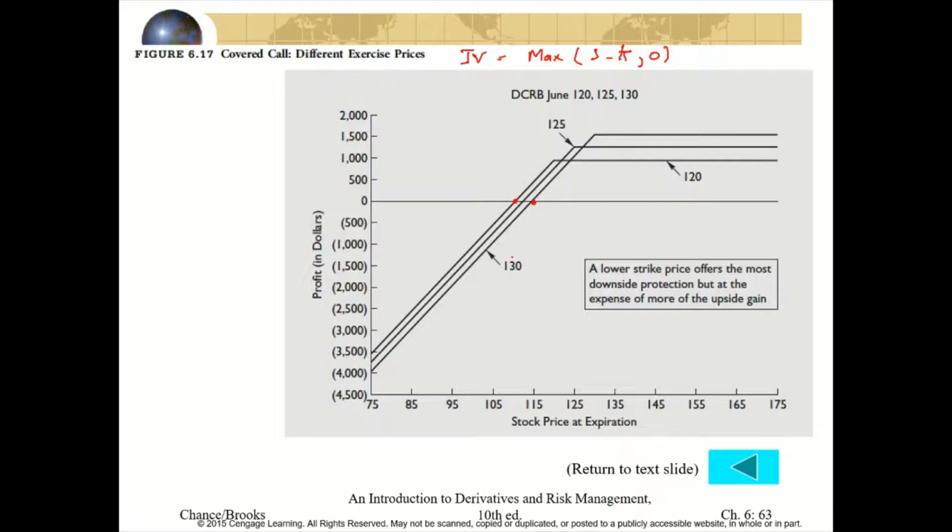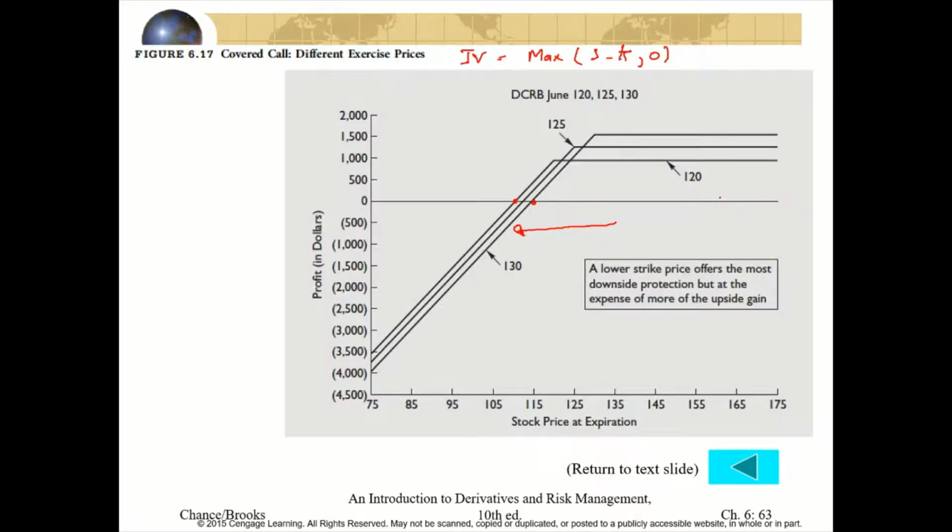So which strike price will give us the highest protection against the downside movement in the underlying stock price? It is the option with the lowest strike price. Why? Because it has the highest premium. But in terms of the upside potential, which strike price will provide us with the highest profit? Well, the option with the strike price 130 will provide us with the highest profit because the premium I received is lower than the other options, right?